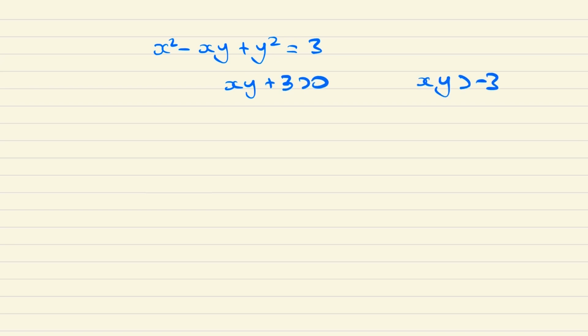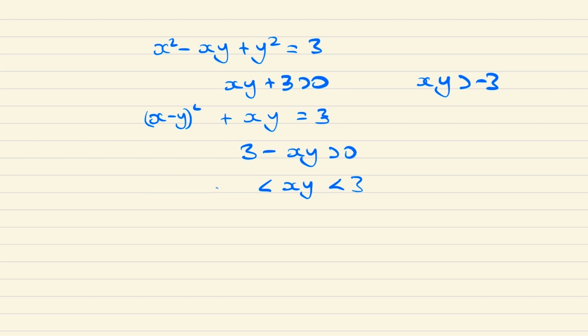And so we're solving the equation x squared minus xy plus y squared is equal to 3, and we can see that xy plus 3 must be bigger than 0, in which case we can say that xy is bigger than minus 3. We can also rearrange the equation to be x minus y all squared plus xy is equal to 3, and so we know 3 take away xy is bigger than 0, or in other words, xy is smaller than 3. And from earlier, we know that this is bigger than minus 3, in which case the only possibilities to check for xy are 2, 1, 0, minus 1, or minus 2.